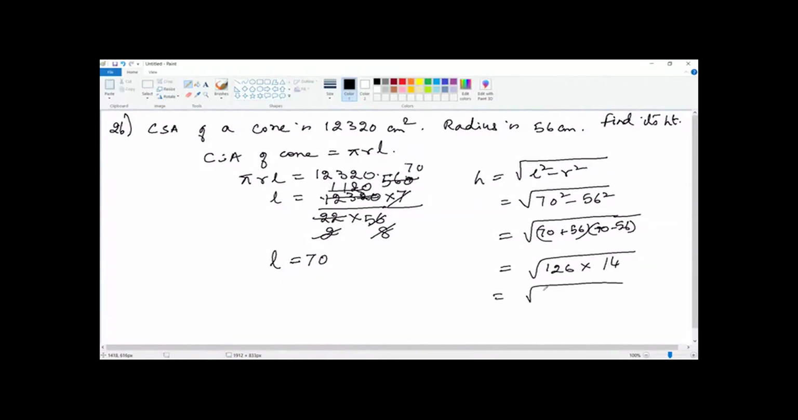So 126 is 2 into 3 into 3 into 7, and 14 is 2 into 7. So the root is 2 into 3 into 7, 42. Correct. 42. Put a tick mark. Can we go to next question? Yes, ma'am. Everybody has done.